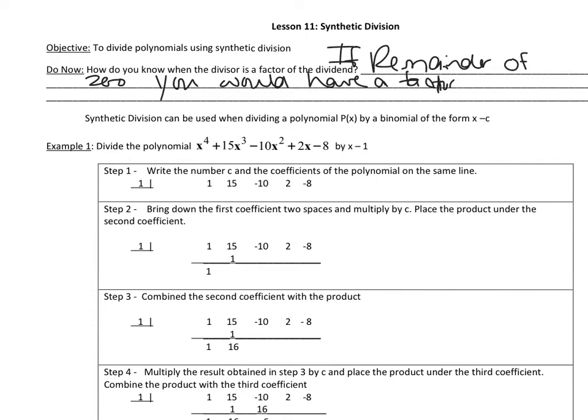Okay. All right, so here's the deal. Synthetic division can only be used when you're dividing a polynomial by a binomial, so a two-term thing in this form, x minus c. It needs to be linear, basically. The power can only be 1, and there can be no number in front of the x. So it has to be straight x minus a number, x plus a number, either or.